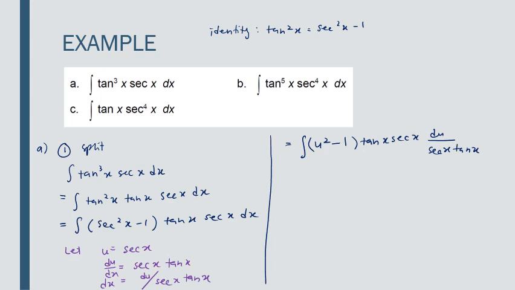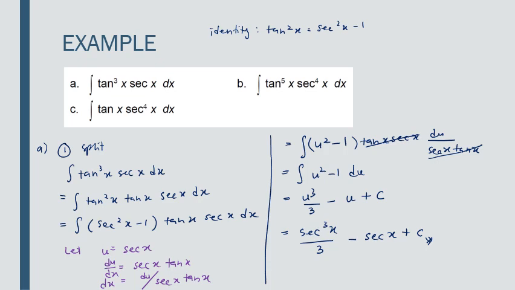So we can eliminate the secant x tangent x and tangent x secant x. Simplify, we get the integral of u square minus 1 du. So you can see it becomes easy. Integrate u square: u cube over 3 minus u plus c. Next, substitute back the u. So u is equal to secant x, giving secant cube x over 3 minus secant x plus c. So this is the answer.